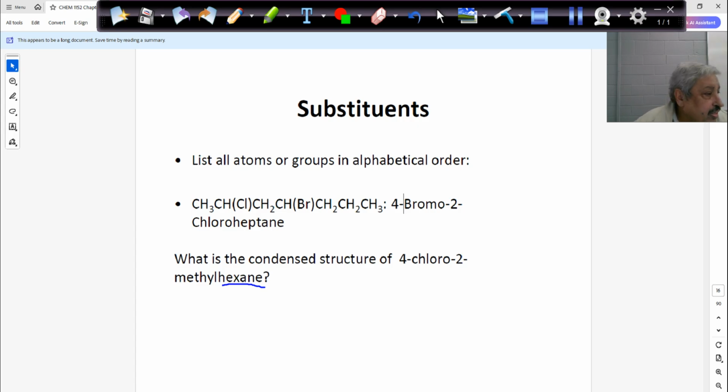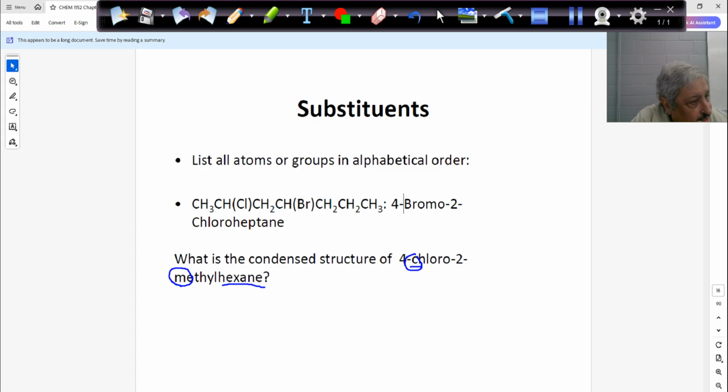And you have to look into the alphabet. The bromo will come before the 4-chloro. The C will come before the M. Can you see that? The C will come before the M.